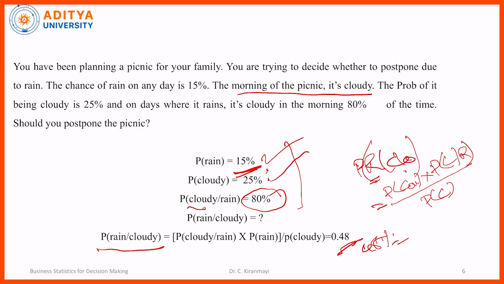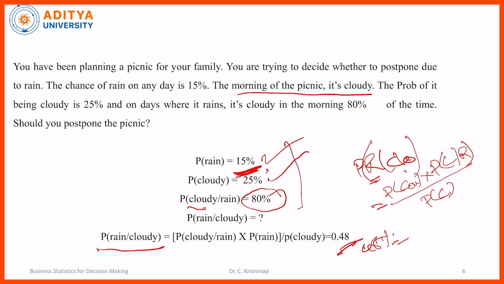What is that new evidence we have added? That is, the day is a cloudy day. So if a day is a cloudy day, what is the probability of raining? Here there is no such kind of new evidence. Here we have that if a day is a rainy day, the probability that it could be a cloudy day is 80%.